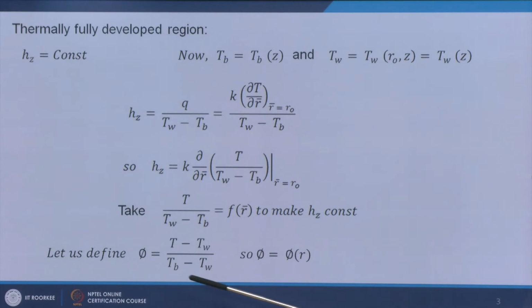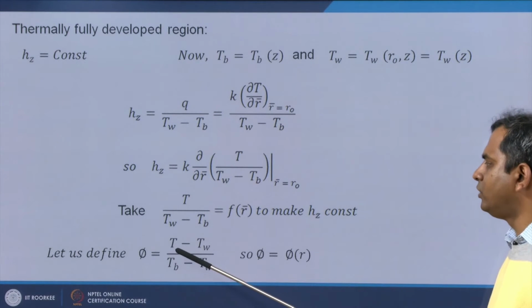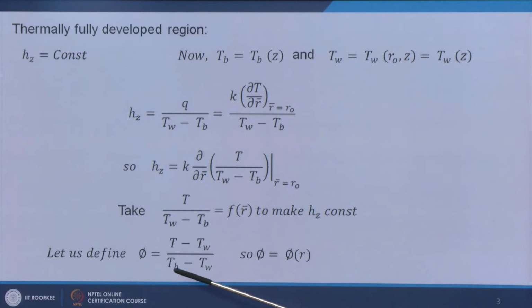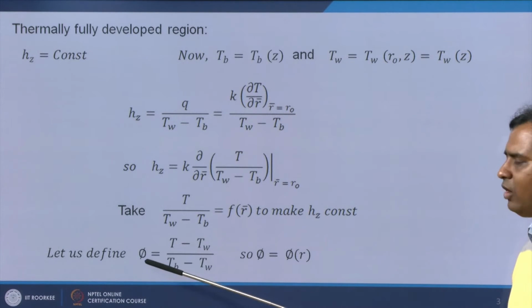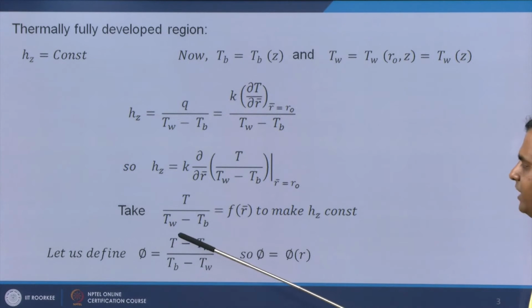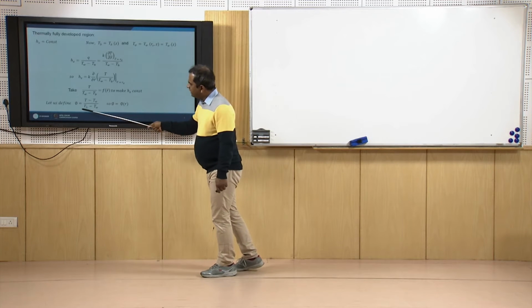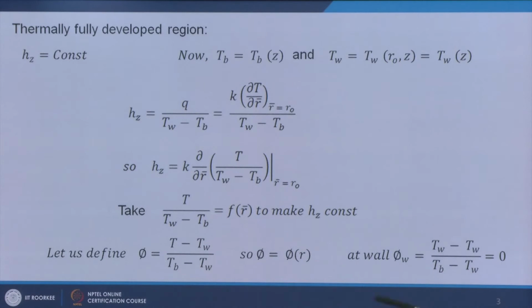So, let us define a non-dimensional number like this: phi equals T minus T_W by T_B minus T_W. If you remember, in our last lecture we considered T_i minus T_W; here let us define it with T_B minus T_W. Why? Because we want to make this phi only a function of R. So, T minus T_W by T_B minus T_W is a function of R in the thermally fully developed region. Now, if we define phi in this fashion, then phi_W at the wall will become 0, because T becomes T_W.